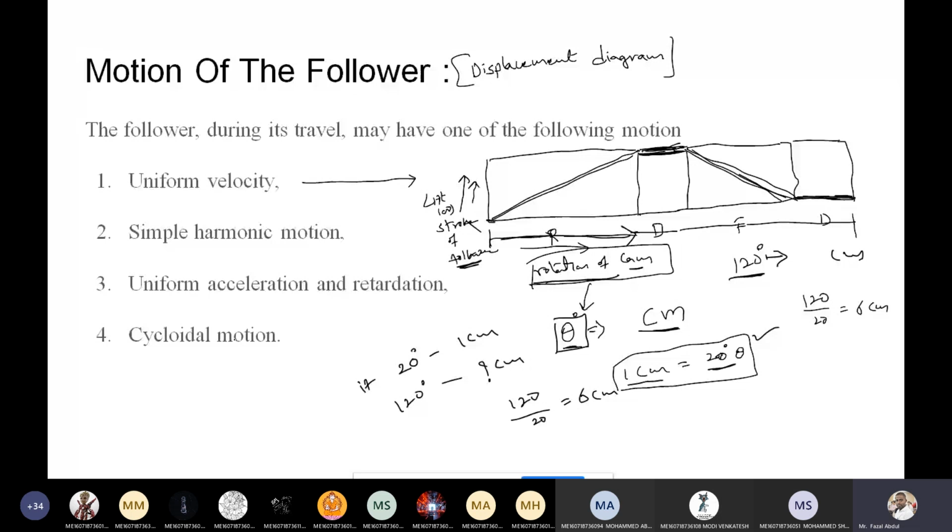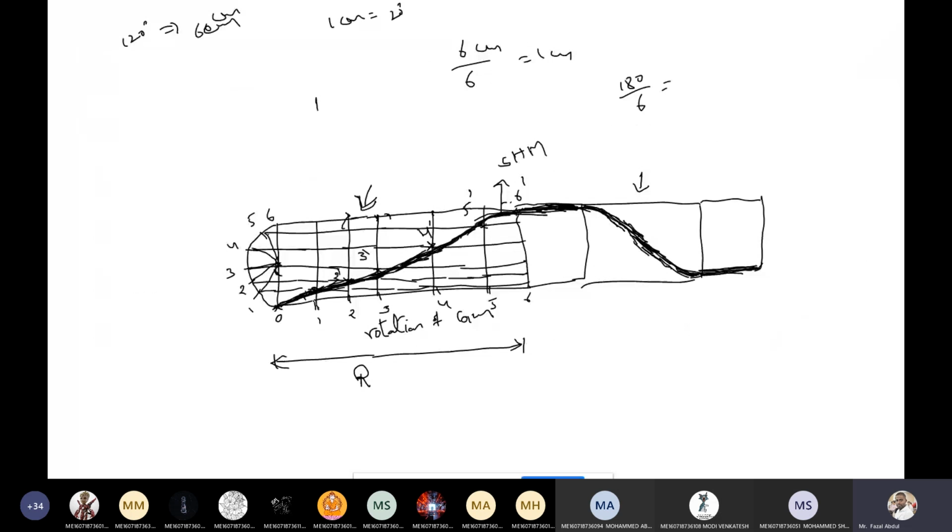The question itself gives it in the theory part. The follower has simple harmonic motion, otherwise uniform acceleration and retardation, otherwise uniform velocity. The question itself mentions what type of motion the follower has, and according to that you draw the displacement diagram. So this is the procedure for constructing the simple harmonic motion of the follower.